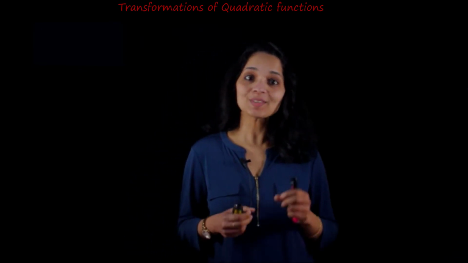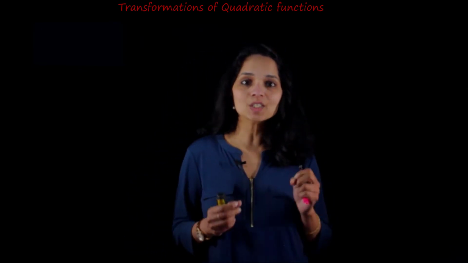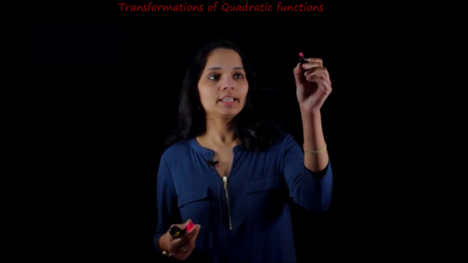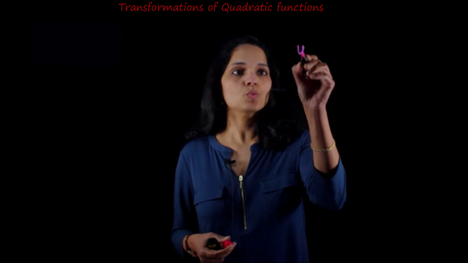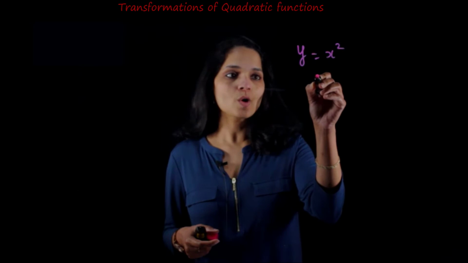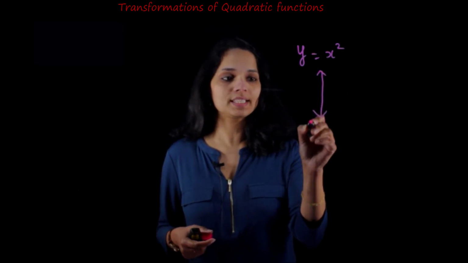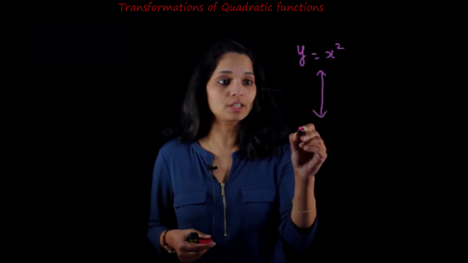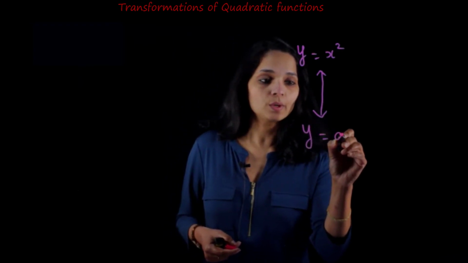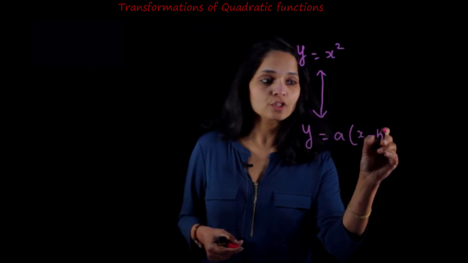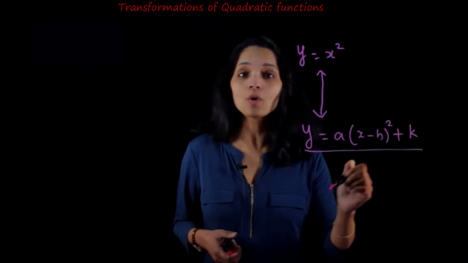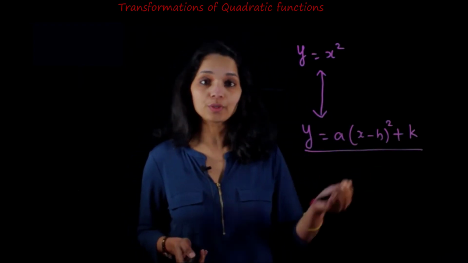Welcome everyone. In this video we're going to explore the transformations of quadratic functions. The basic quadratic function is y equals x squared. We're going to see how we can transform this quadratic function to another quadratic function of its standard form, y equals a(x minus h) the whole squared plus k. This is the turning point form, or the standard form, of the quadratic function.